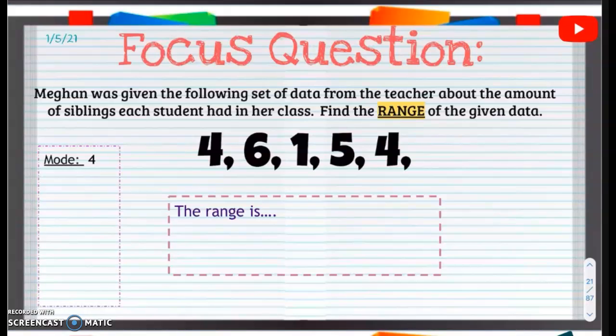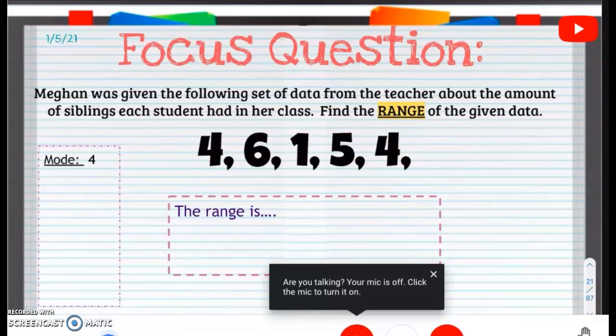January 5th, 2021 focus question. So what we're going to do is we're going to take a look here at our focus question today.